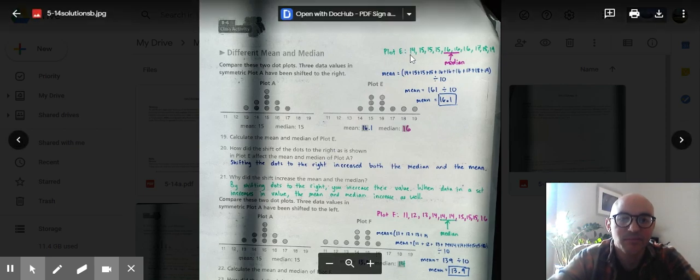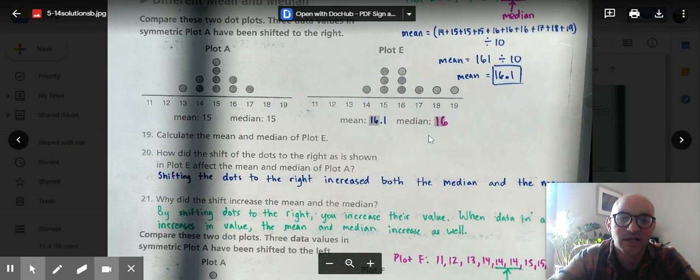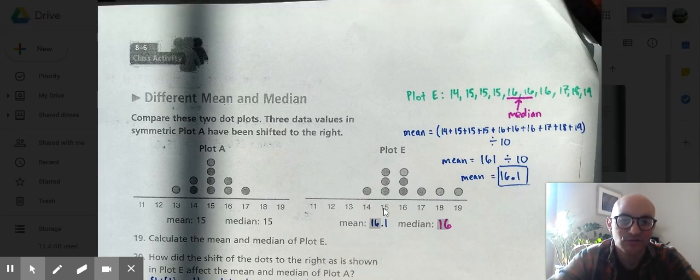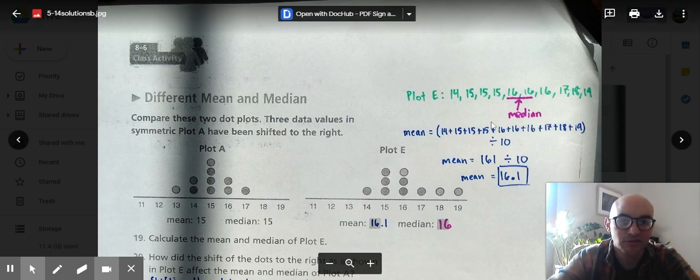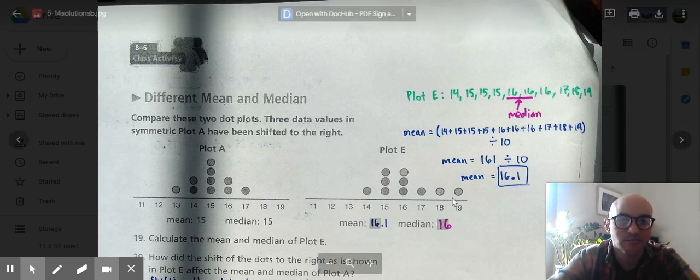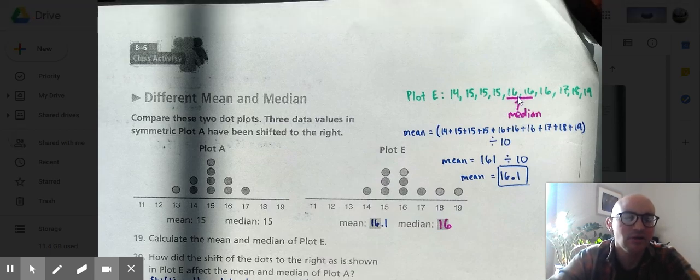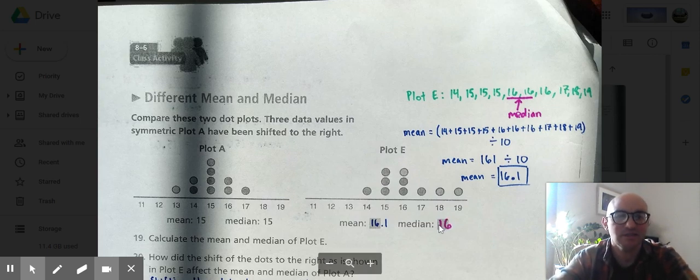So plot E, up here in green, I find the median of plot E by simply listing out all the values here from smallest to largest. 14 is the smallest. There are three 15s, so I write 15 three times. There are three 16s, so I write 16 three times. And then 17, 18, 19. And I find my middle number. In this case, it's two numbers, and it's 16 and 16, so the median is 16. I don't have to calculate anything for the median.